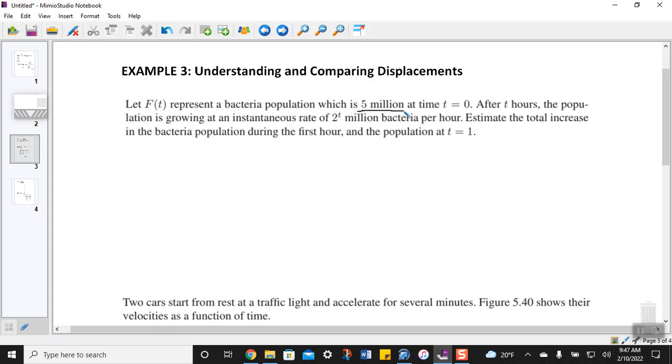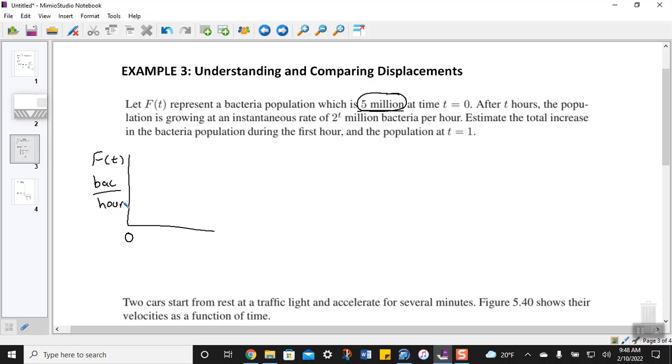I always like to make sketches of this. We know we're starting out with how many million? 5 million. Now, at time 0, I'm just going to make a little graph right here. At time 0, we have that bacteria growing at an instantaneous rate of 2 to the t million bacteria per hour. So if I come up with a function for this, capital F of t would be your millions of bacteria per hour. Is it okay if I just write bacteria per hour here?